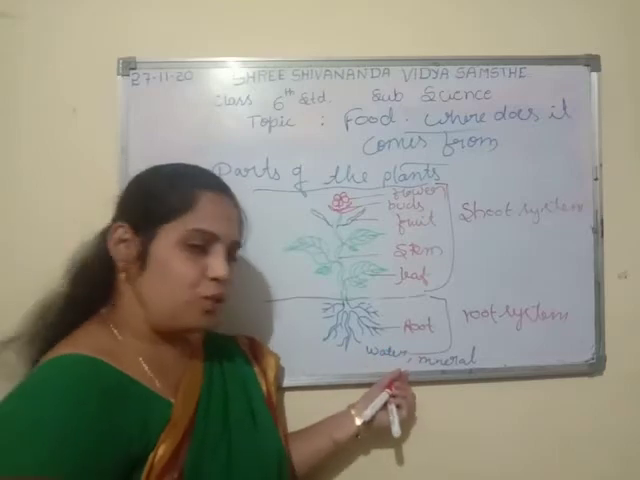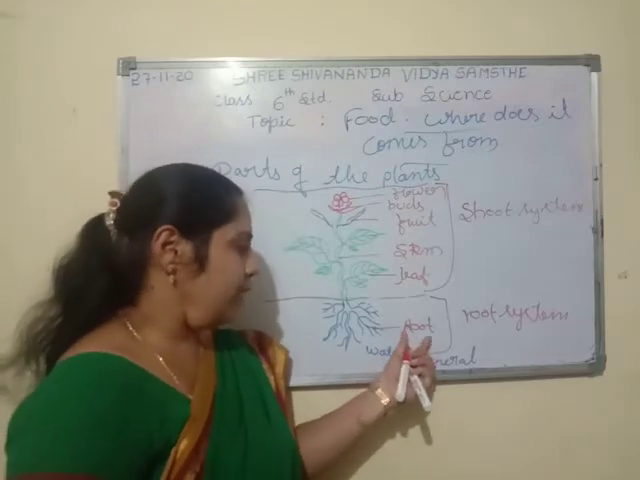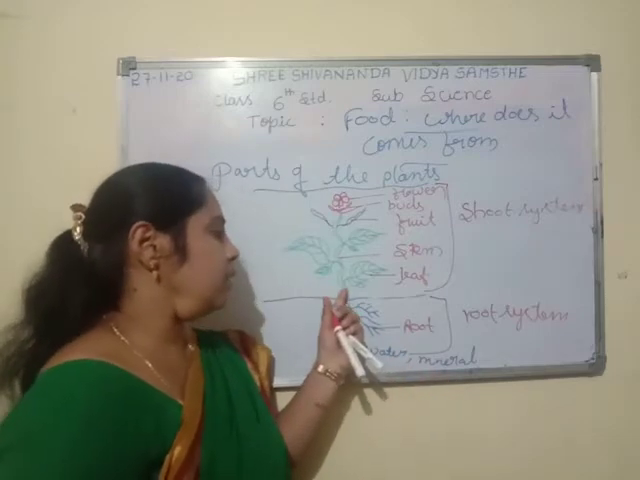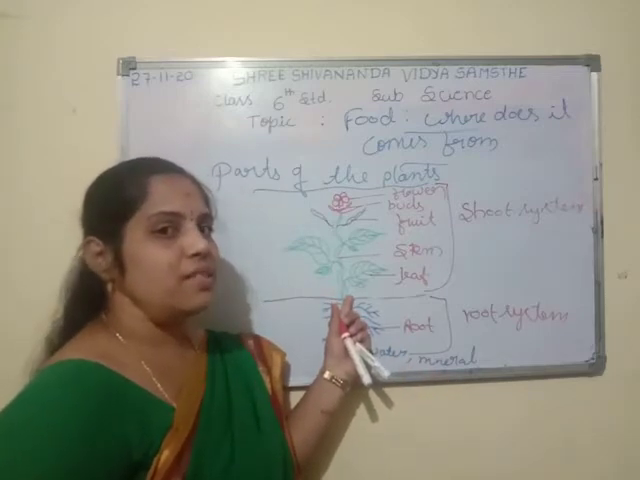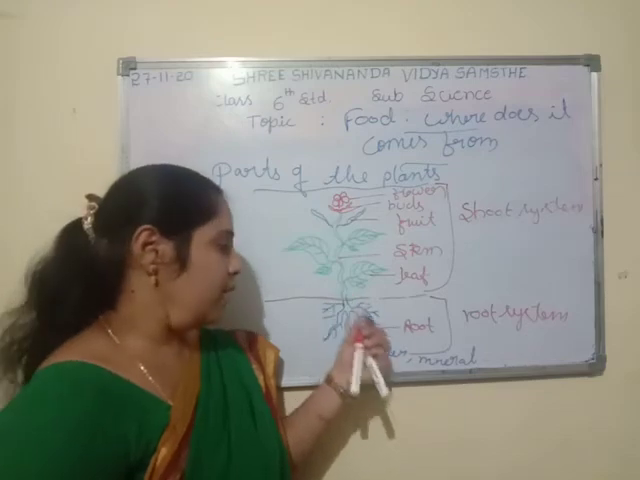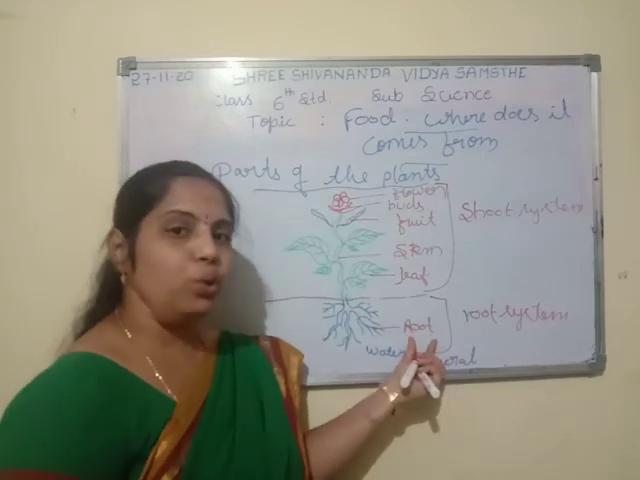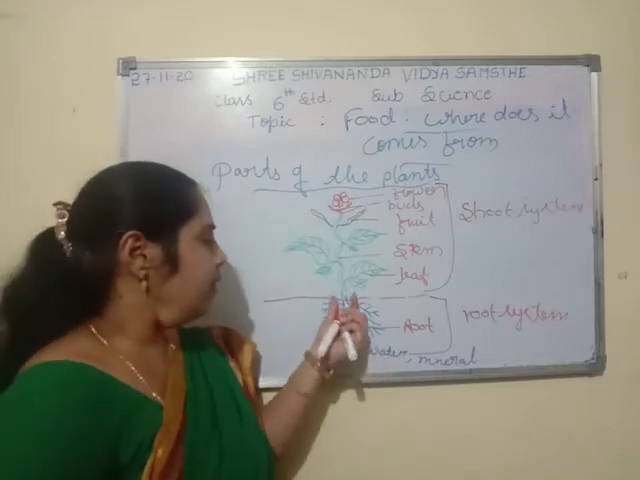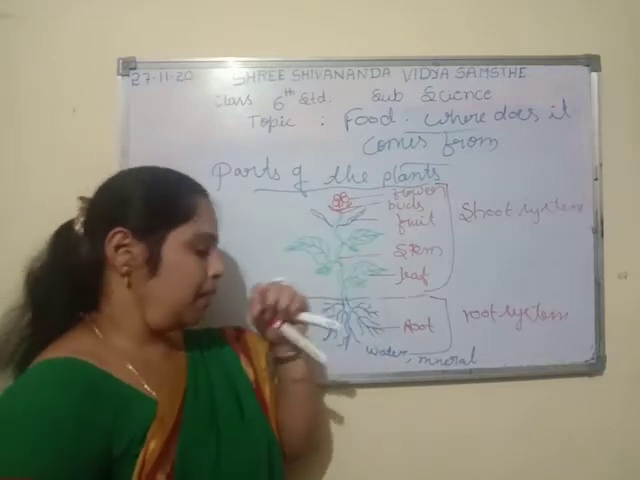It not only absorbs water and minerals, and then it sends them to the shoot system, that is to the stem. So this is the main function of the root, and also it gives protection and form to the plant.